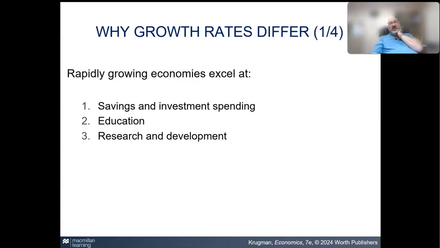Rapidly growing economies excel at three things, the first being savings and investment spending. Understand there's a relationship there. We will get to this a little bit later, I think in the next module. There's a relationship between savings and investment. Savings and actual investment are equal, and in equilibrium, savings and planned investment are equal. You need the savings to do investment. The savings on the household side is equal to the investment on the firm side.